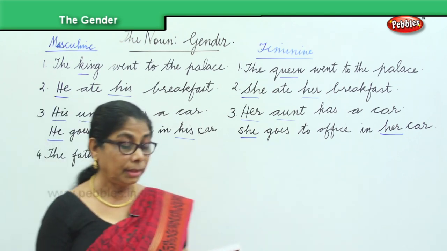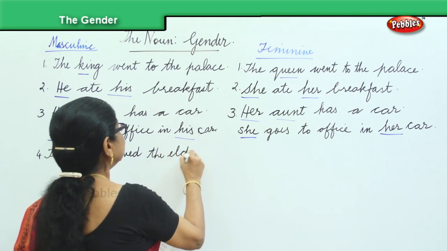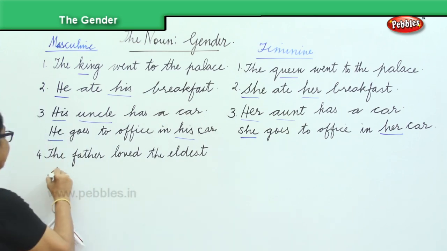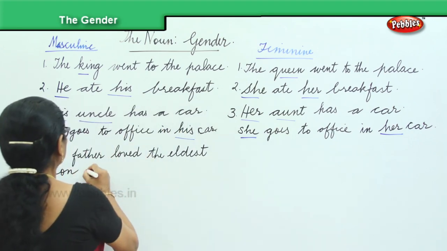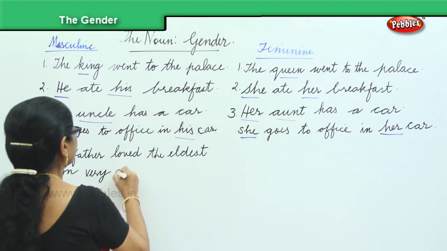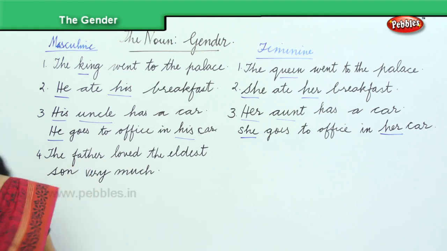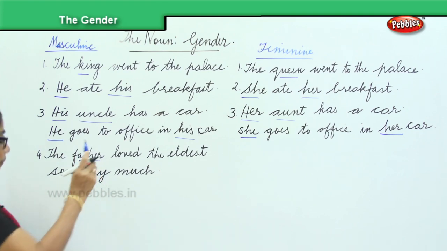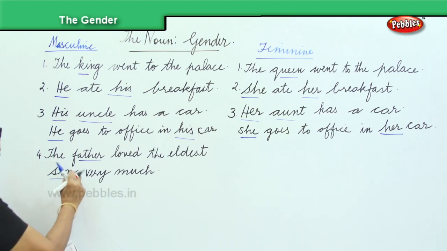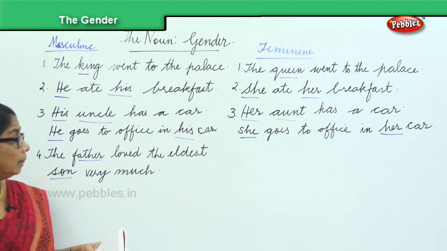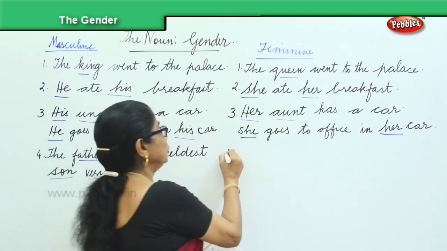The next sentence I have here is, the father loved the eldest son very much. Father loved the eldest son very much. Now, how will you change this? The father becomes, that we change, then son had to be changed. Now let's see how we do it. The mother loved the eldest daughter very much. So how will you change that?